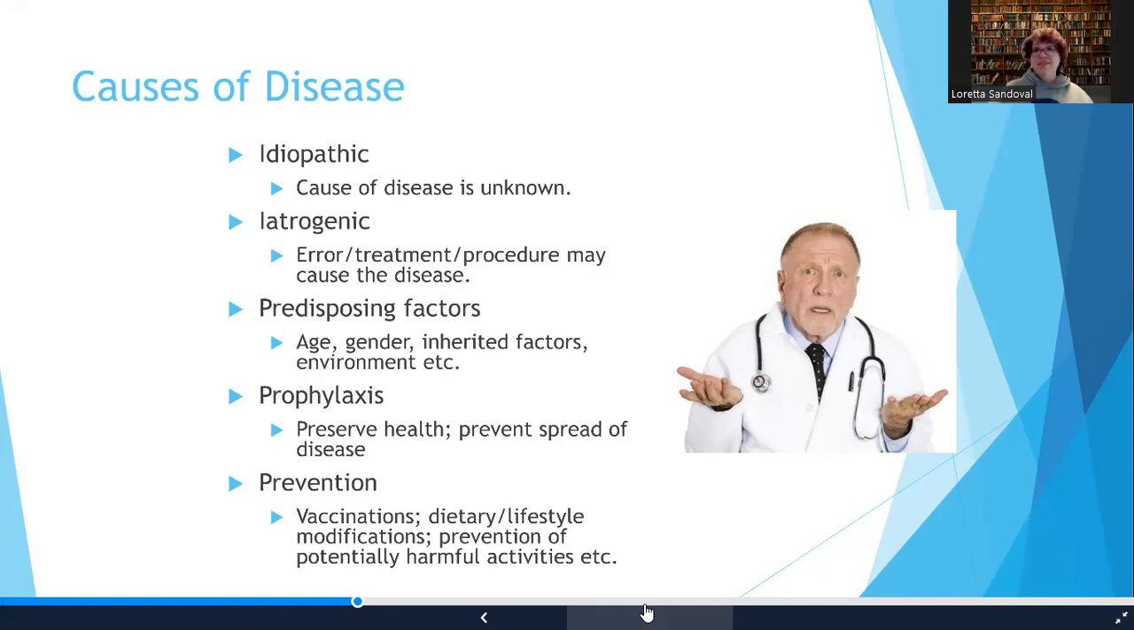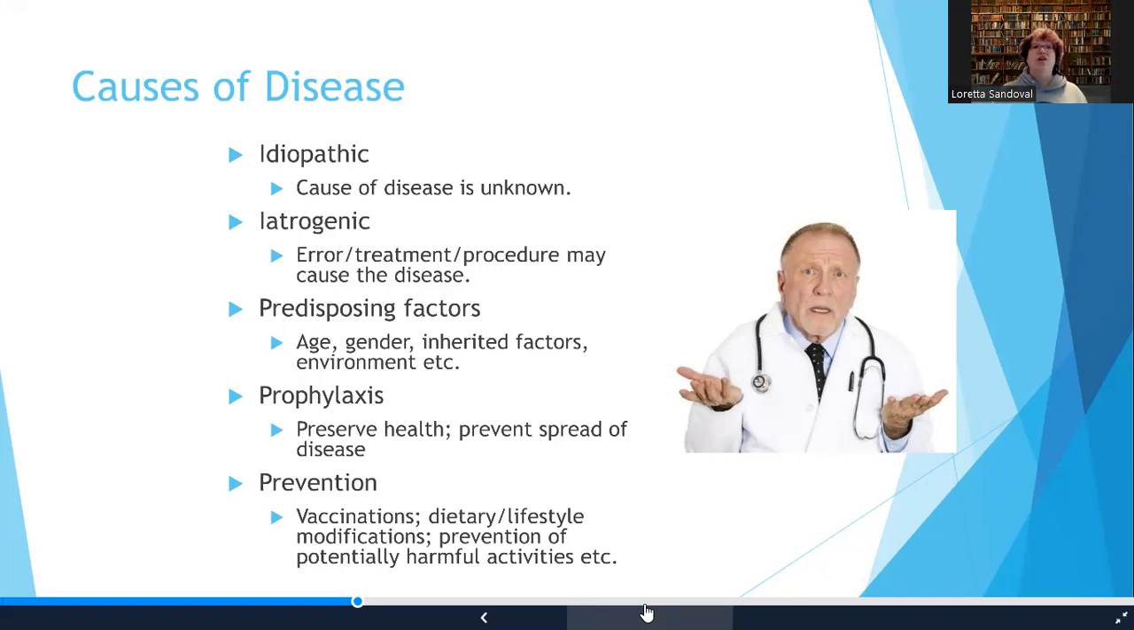So Parkinson's disease is an example. MS is an example. There's some theories developing as to what causes it. A lot of diseases are multifactorial, but basically they don't know what causes it. So it's idiopathic.